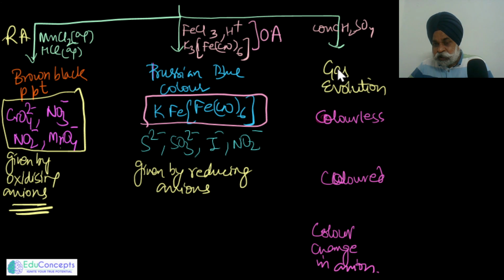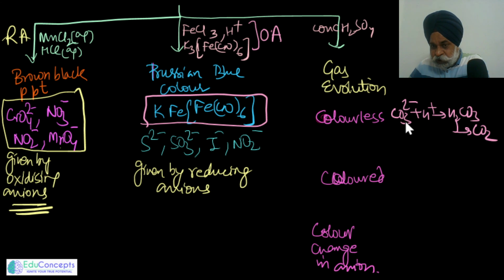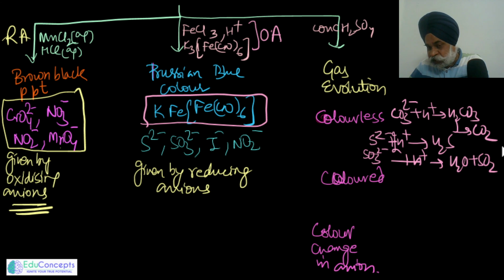And similarly, you have to see the gas evolution. A carbonate ion reacts with H+, changes to carbonic acid, which then evolves carbon dioxide gas. Similarly, here you would see some colorless gases. Sulfide ion would produce colorless gas H2S, but it would have a smell, a rotten egg smell. Similarly, sulfite ion would also react with H+ and produce water and sulfur dioxide. It has a smell of burning sulfur.